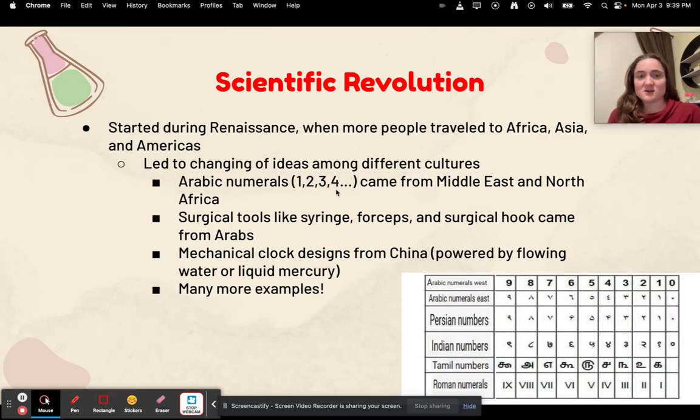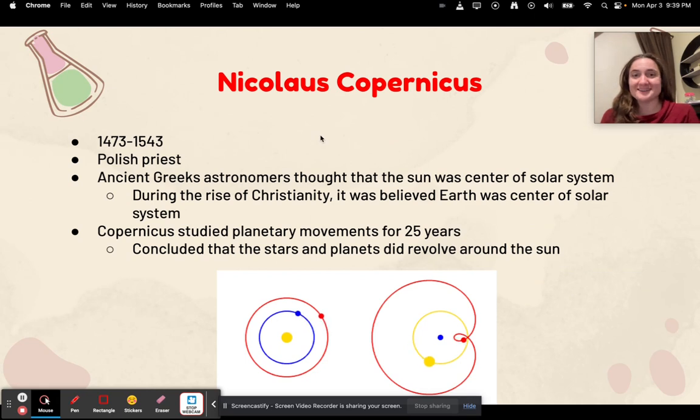All right, so first things first, we're going to talk about Nicolaus Copernicus. He was alive from 1473 to 1543. He was actually a Polish priest. So he studied the ancient Greeks, and the ancient Greek astronomers thought that the sun was in the center of the solar system, which today we know is correct.